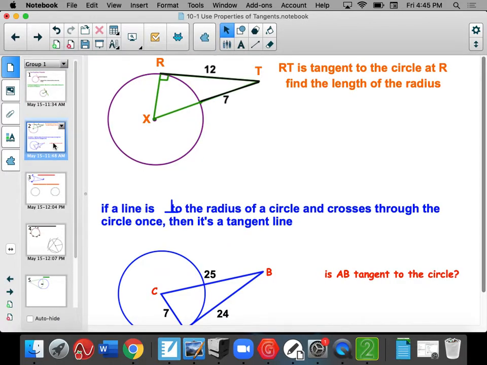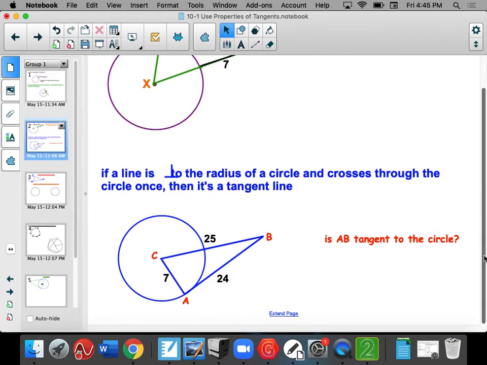So of course, if we're dealing with right angles, then we're dealing with right triangles. There are a lot of things that we know about right triangles that we've studied all year, and one of them is this idea of the Pythagorean theorem. We're actually going to start with our second example down here, and it says, if a line is perpendicular to the radius of a circle and crosses through the circle once, then it's a tangent line. So down here we're proving if line segment AB is or is not a tangent line, and if that were true, we would have a right angle and therefore a right triangle.